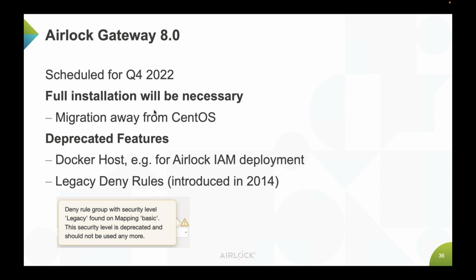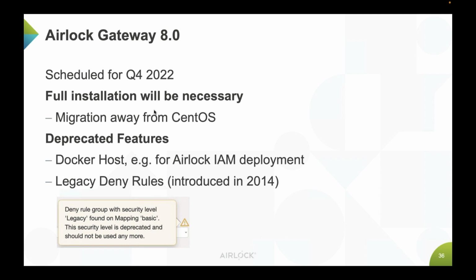Then there are some deprecated features. As you may know or may not know, there is the option to deploy Docker containers on Airlock Gateway, Docker hosts. That has been used by few customers to actually deploy Airlock IAM on a gateway. But we had lots of problems because Docker is actually very intrusive on a system. It will change your network settings and so on. So we decided to drop support for this.